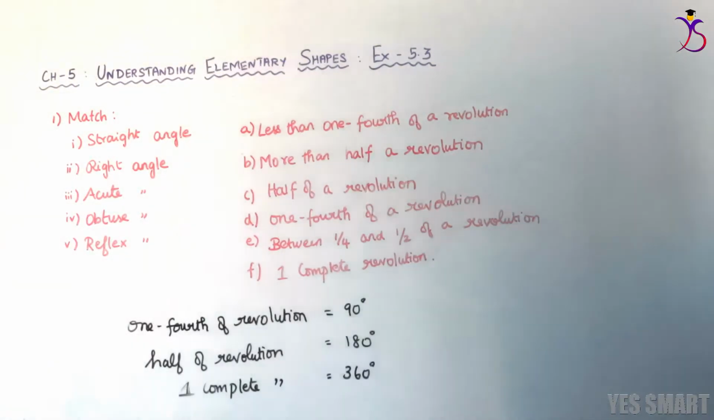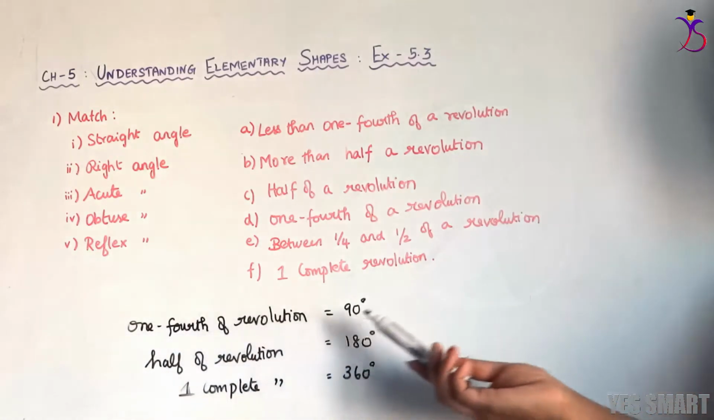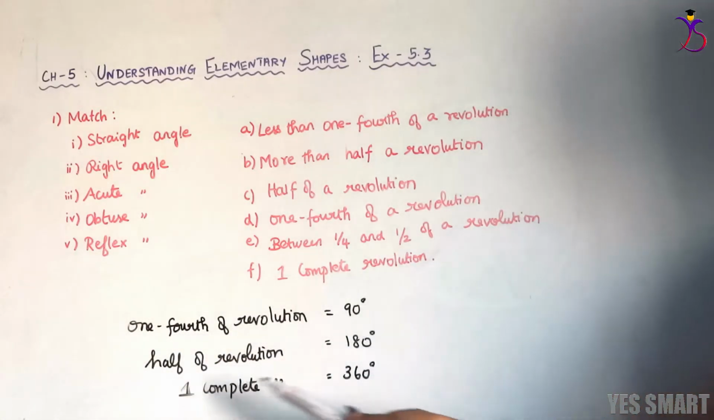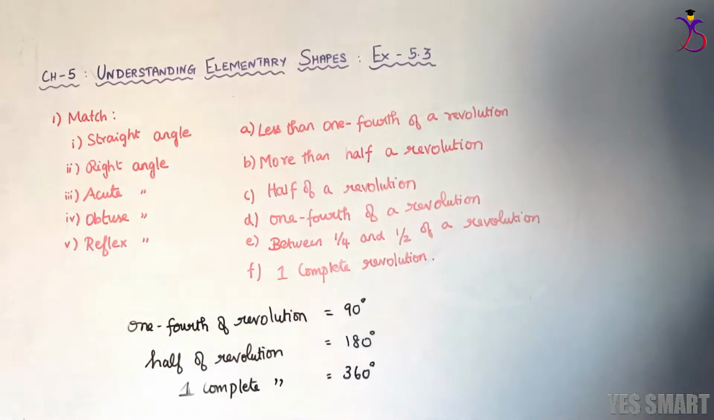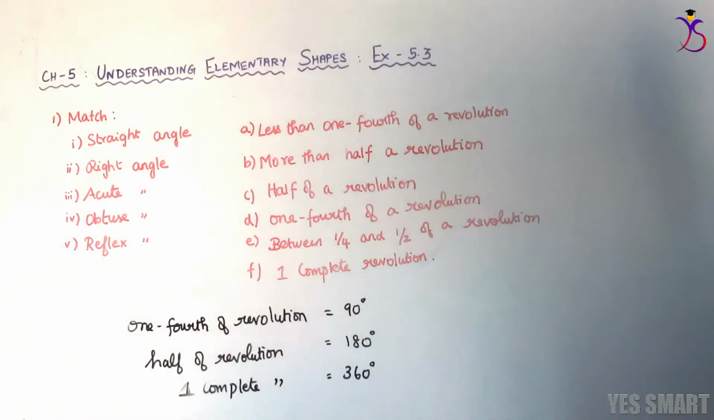We already knew that 1/4 of a revolution is 90 degrees, one complete revolution is 360, and half of a revolution is 180, because half of 360 is 180 and 1/4 of a revolution is 90. 1 by 4 into 360 is 90, which we already discussed in the concept video.